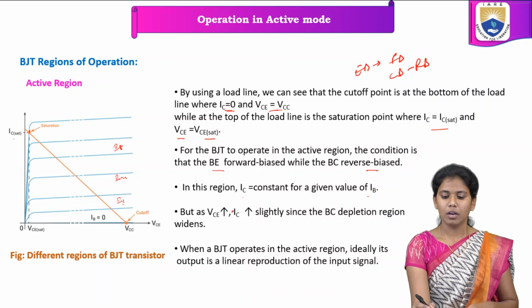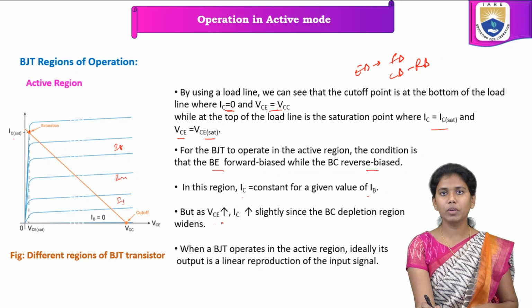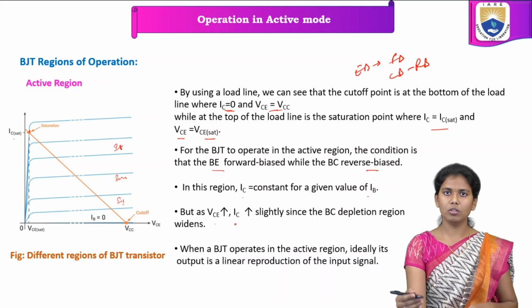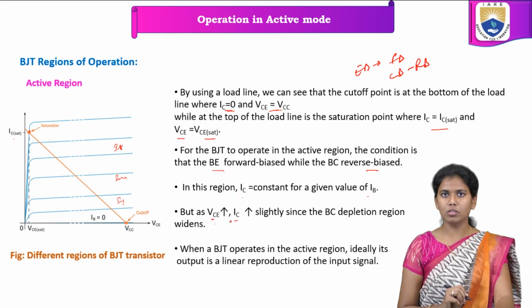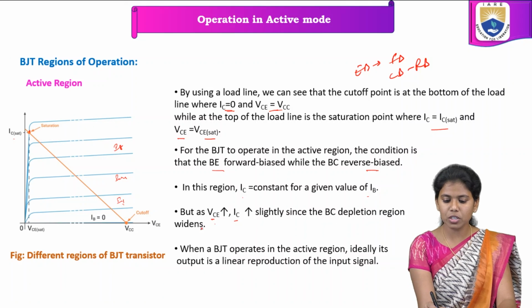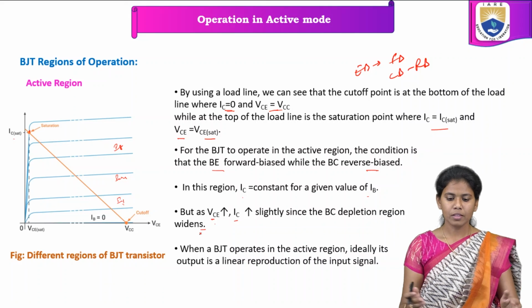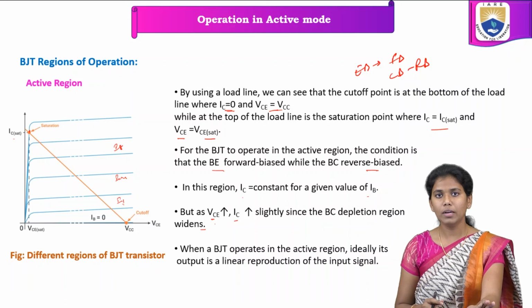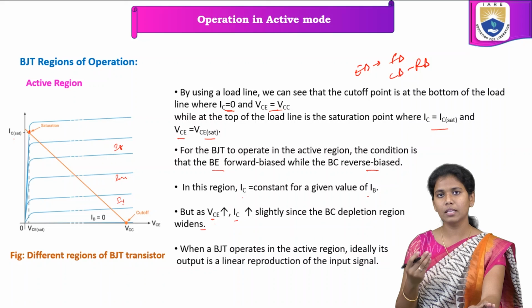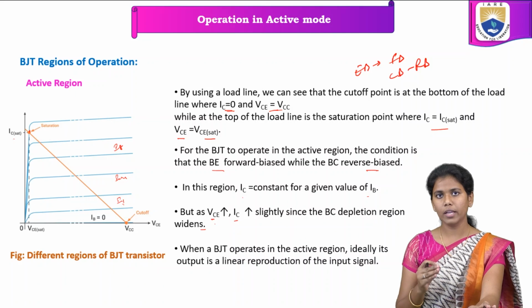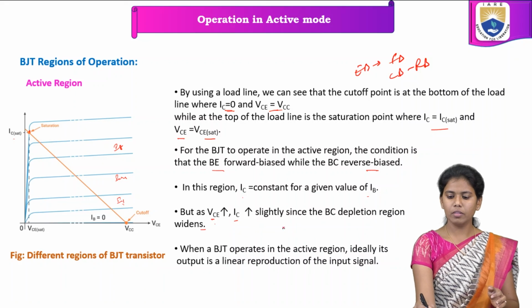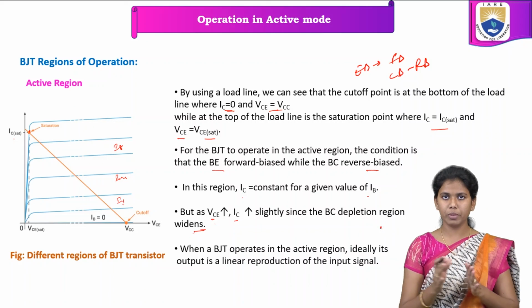But we see that when you increase the VCE, the collector current also increases. The voltage across the collector increases, and the current through the collector also increases, since the BC depletion region widens. This is the BC depletion region. When the voltage at the collector and the current at the collector are both increasing, the depletion region becomes wider.